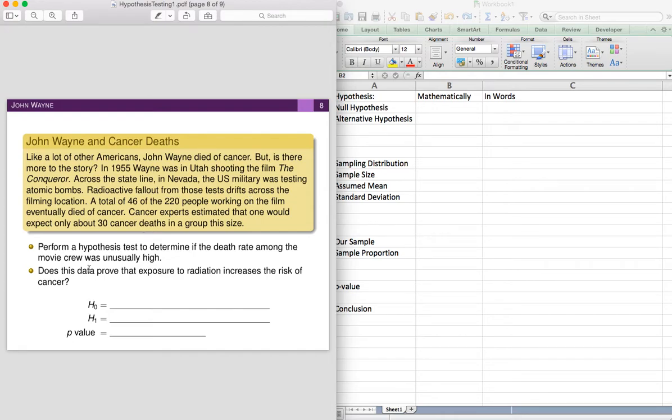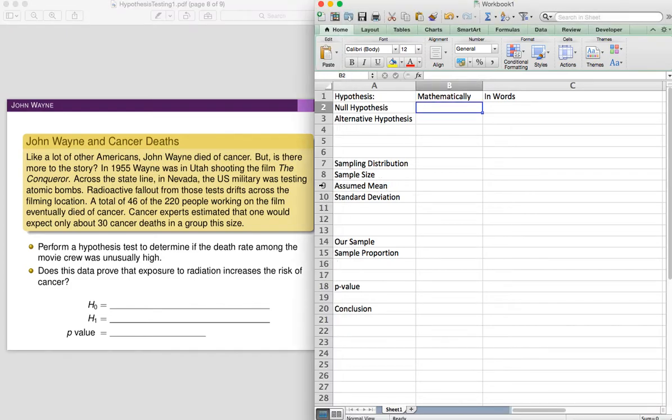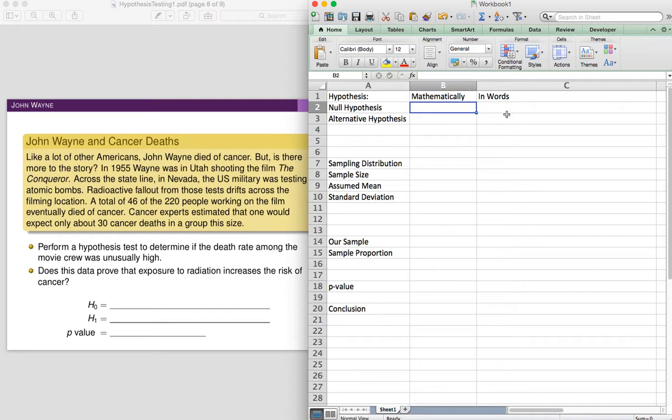So our goal is to perform a hypothesis test to determine if the death rate amongst the movie crew was unusually high, and does this data actually prove that exposure to increased radiation causes cancer? I'm going to organize this in Excel and show you the thought process and mathematical symbols, as well as some descriptions of what's going on.